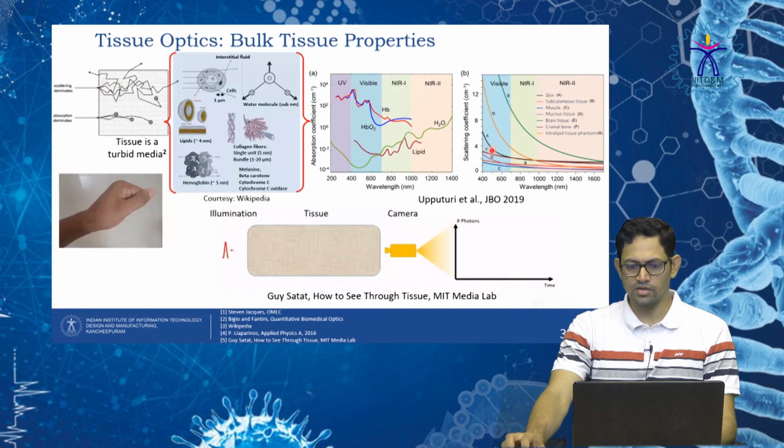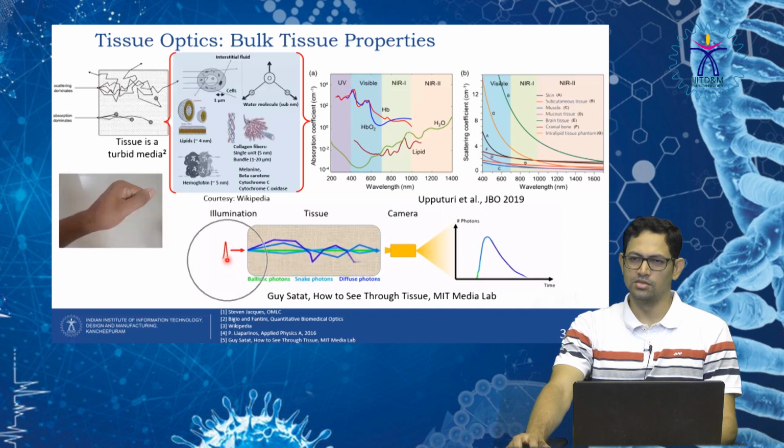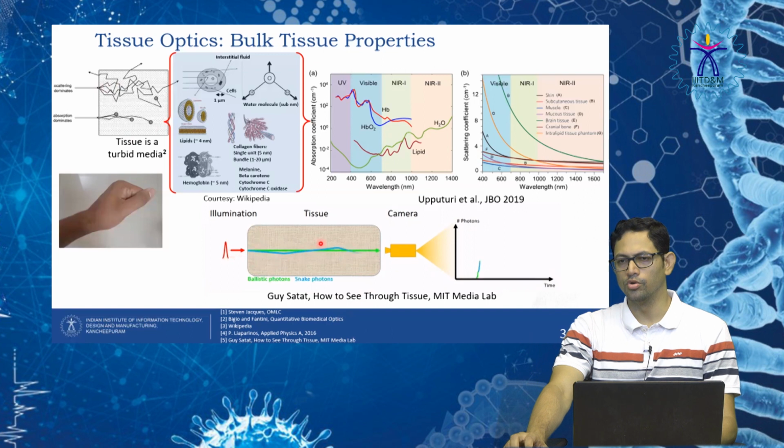So this is a nice animation from the MIT Media Lab. What we are doing over here is shining a small pulse of a light source, and it's passing through this tissue. And I'm just detecting it with a camera. Now, what I'm giving as an input is a temporal Gaussian pulse. Okay, but what I'm getting on the output is something different.